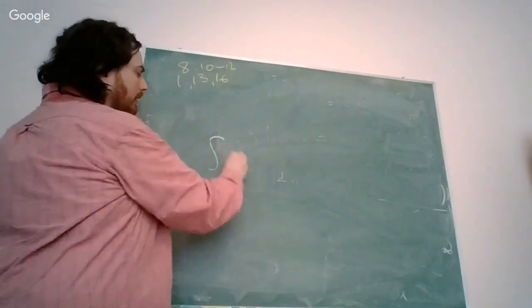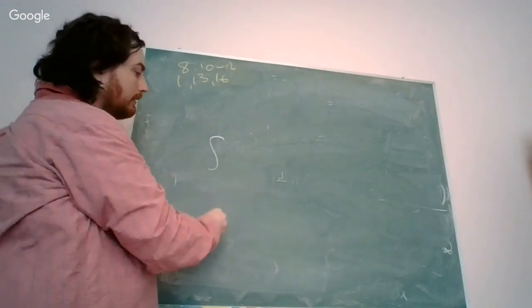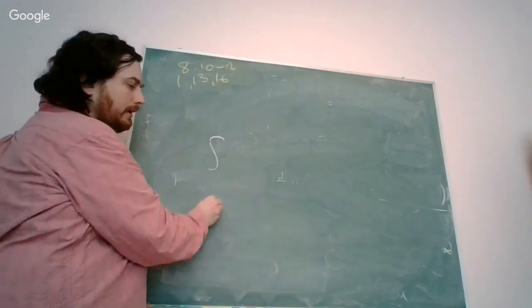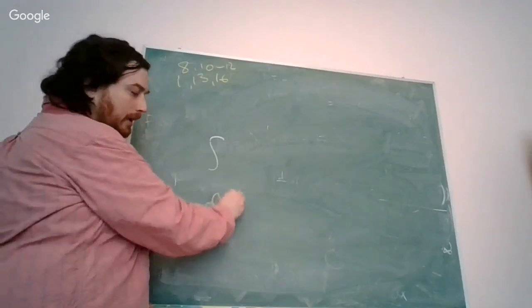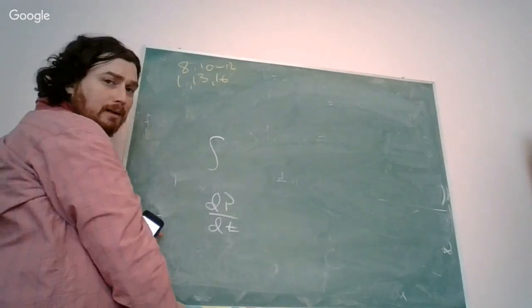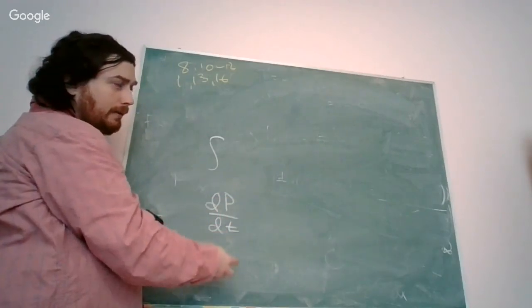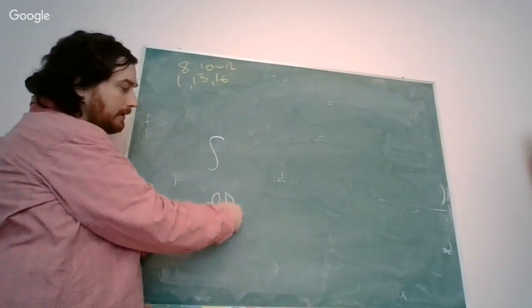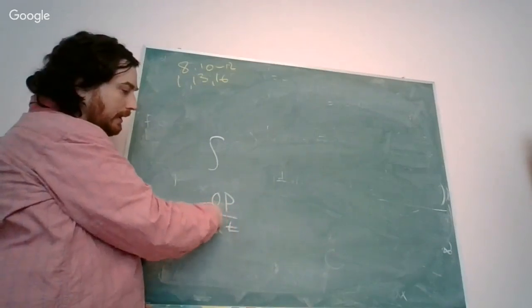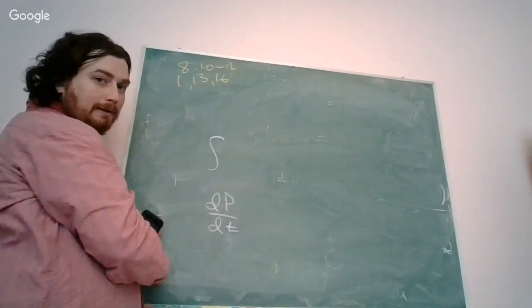If I integrate, now this is the rate of change of bacteria. So the instantaneous rate of change of bacteria is the change in population of bacteria with respect to time. So that's the first thing we need to see, is that the rate of change is the derivative. So the rate of change of population with respect to time is dp dt.